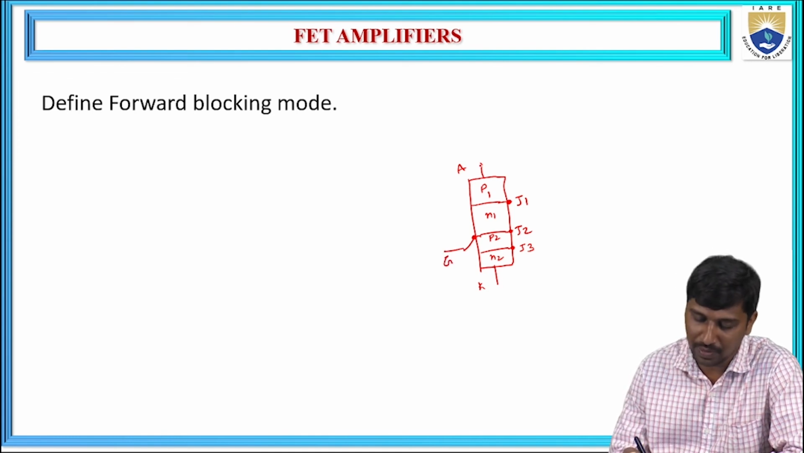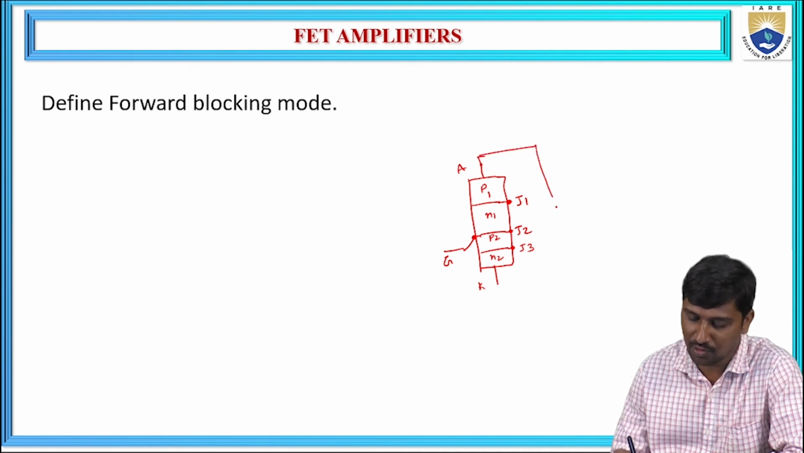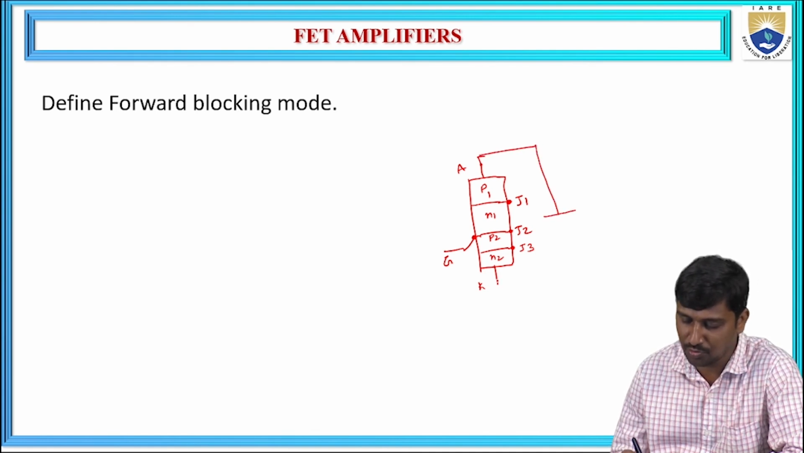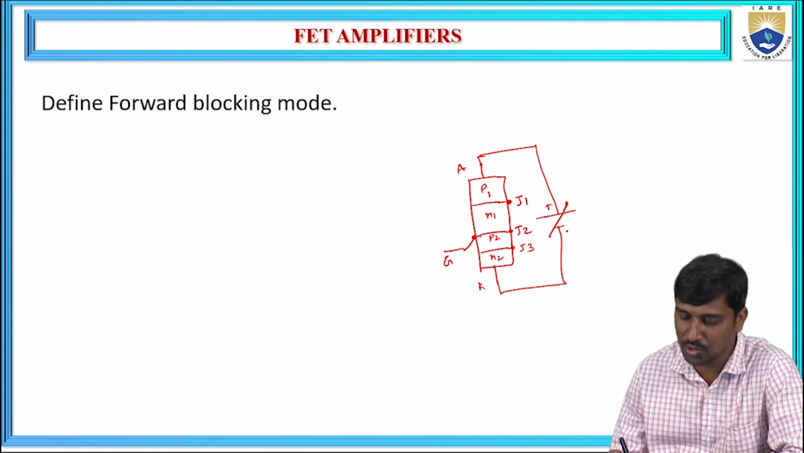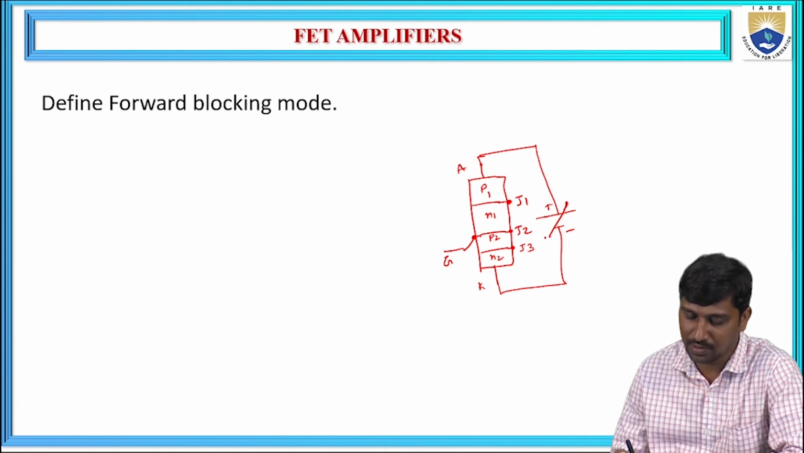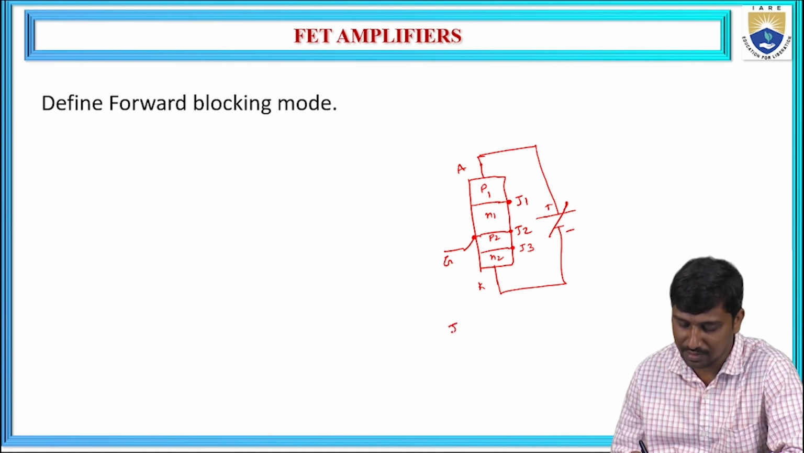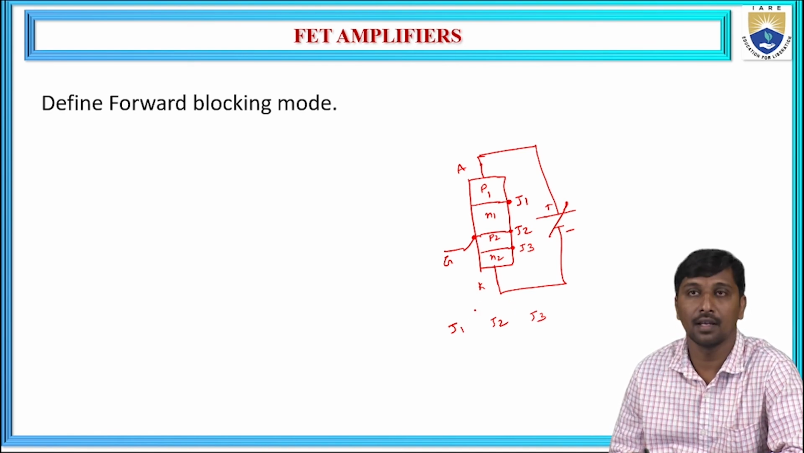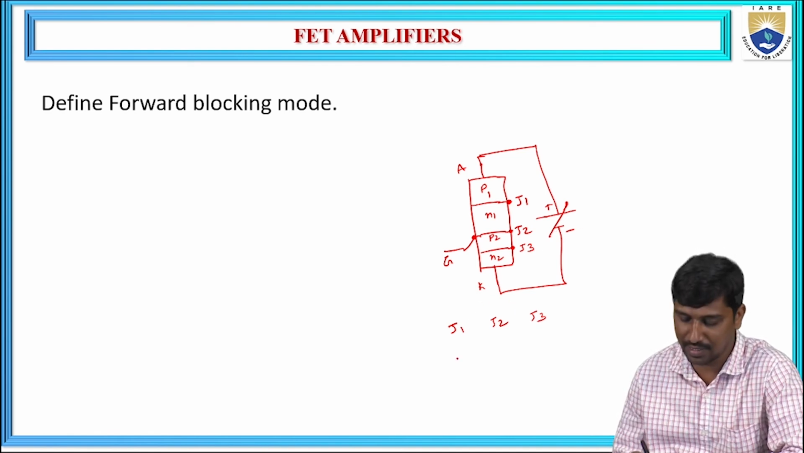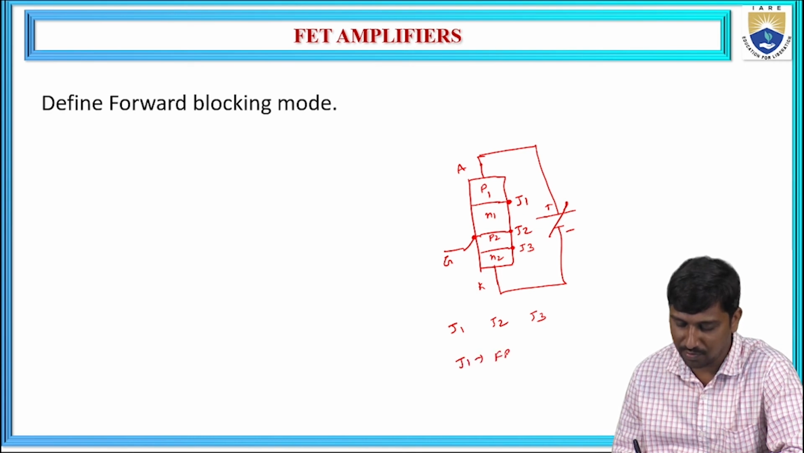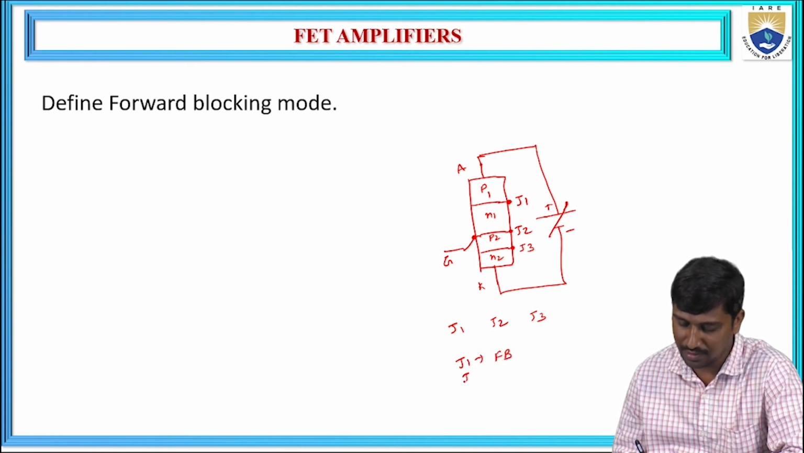Now we are going to apply forward biasing. Forward biasing means the anode is connected to the positive pole with respect to the cathode. So let us take this as positive and this as negative. What happens due to this? We have the three junctions J1, J2, and J3. Due to this biasing, J1 becomes forward biased, and J3 also becomes forward biased, but J2 becomes reverse biased.